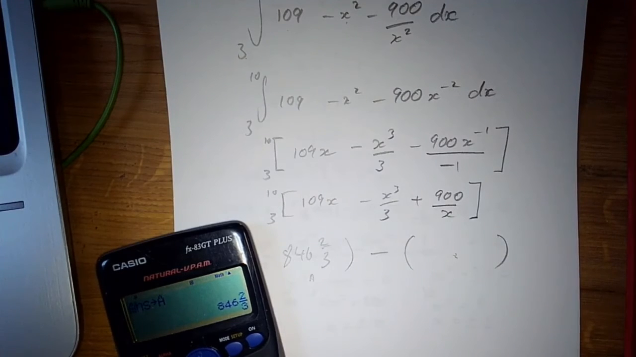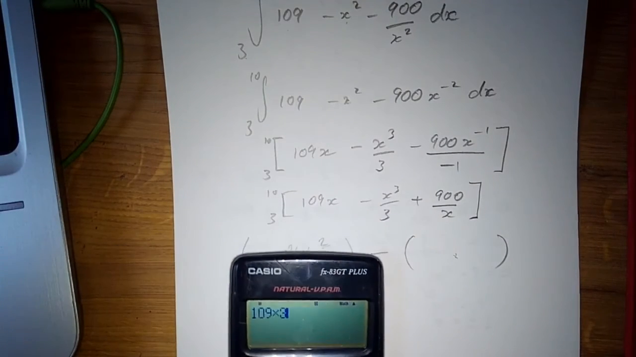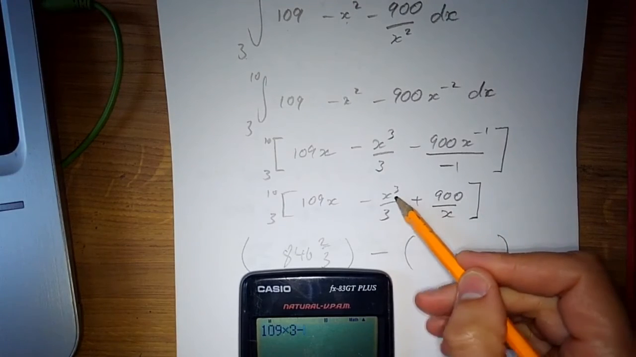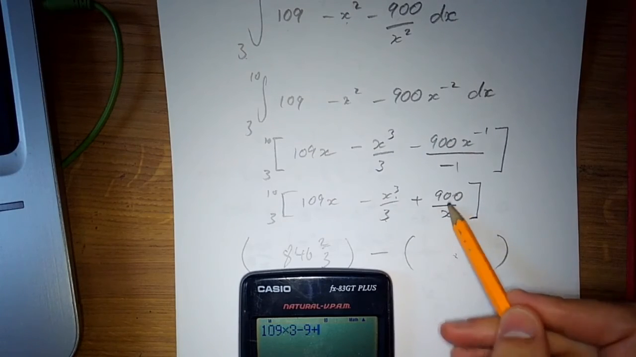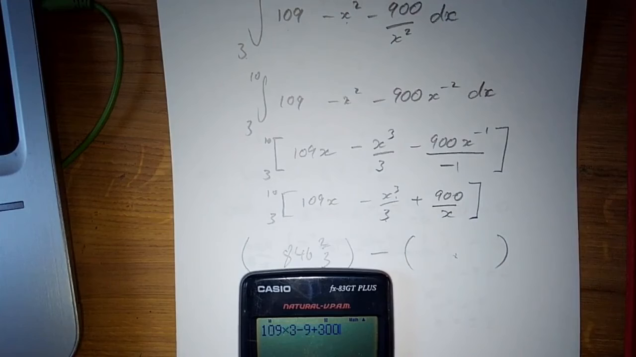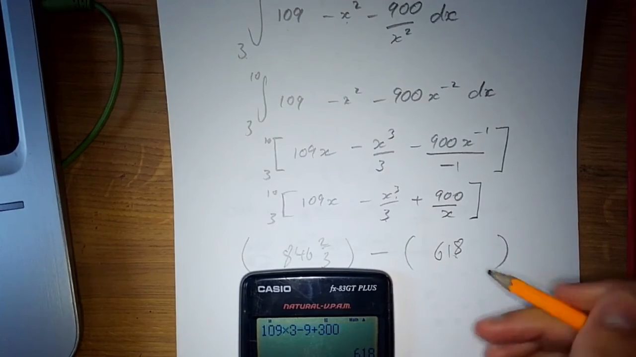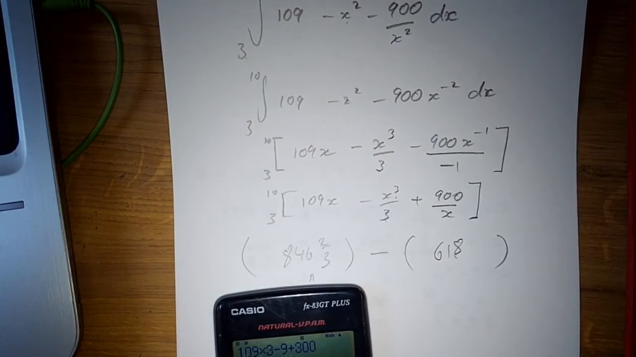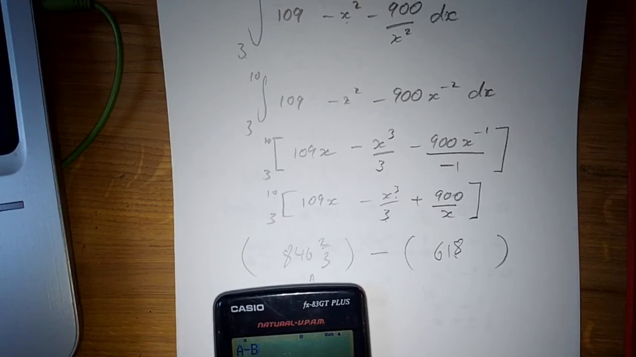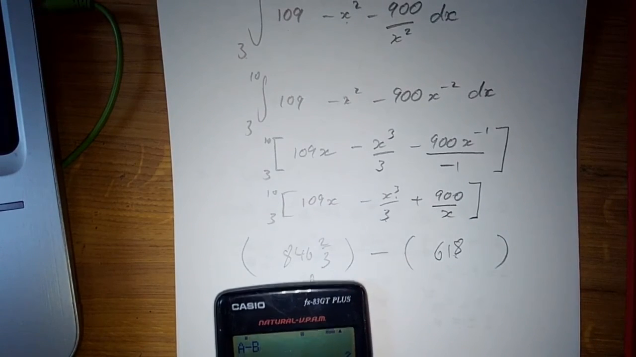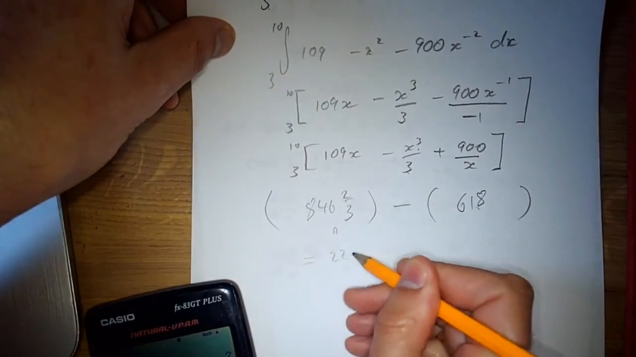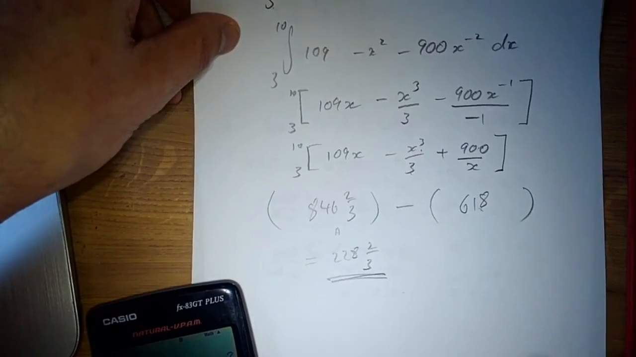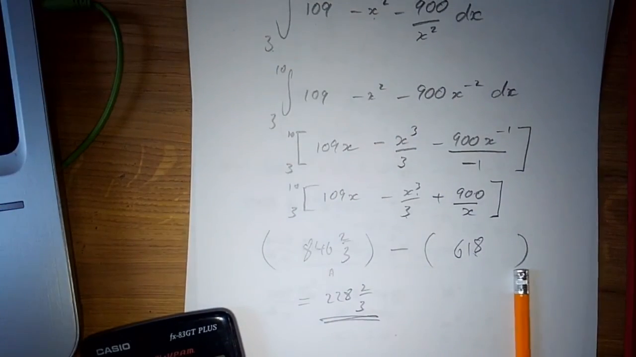And then I need to put 3 in for this one. 109 times 3 minus 3 cubed is 27. 27 divided by 3 is 9. And then 900 divided by 3 is 300. So that's 618. Okay. And I'm going to store that in B. And now I do alpha A minus alpha B. I'm expecting an answer of 200 and something. And apparently it's 228 2/3. Okay, hopefully that's correct. So that is how you answer that question.